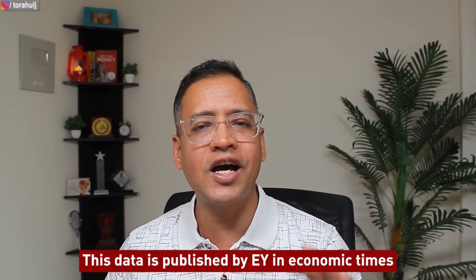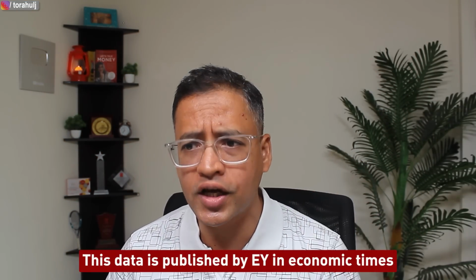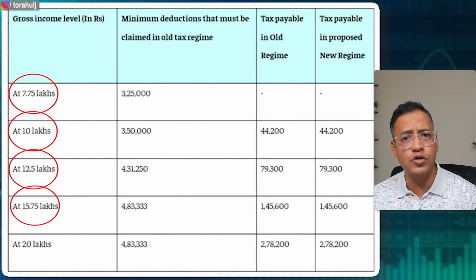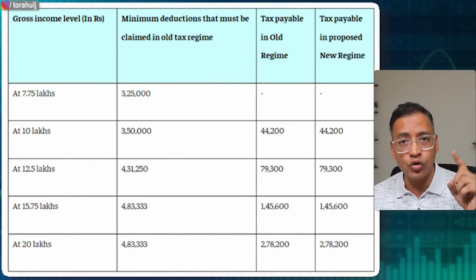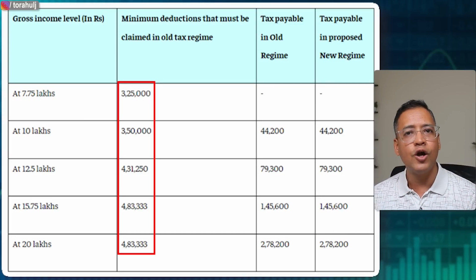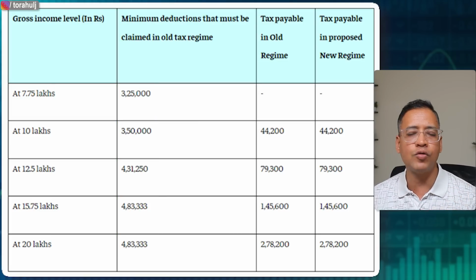Again, I'm not a CA. Please consult with your CA. But this data is published by EY in Economic Times. Very useful data that I want to share. Look at these salary slabs: 7.75 lakhs, 10 lakhs, 12.5, 15.75 and so on. And please make sure that you are claiming at least this much of money in each of these salary levels to be able to remain profitable when it comes to income tax in the old regime. And if not, move to the new tax regime.